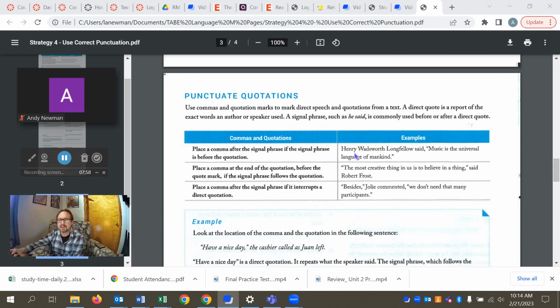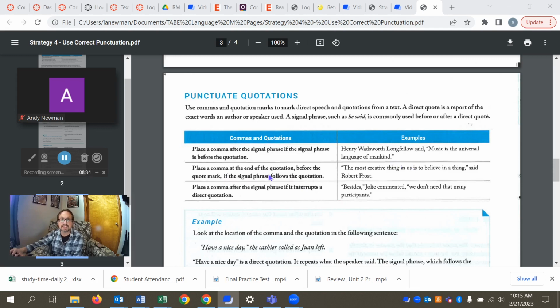All right, so here we have Henry Wadsworth Longfellow said. There's our signal phrase that appeared at the beginning. And then a comma, and then the quote itself in quotation marks. You note that the period goes in there. We retain the punctuation of the quote as it was originally written. If it were a question or an exclamation, we'd have a question mark or an exclamation point there. But do note that whatever the punctuation is, it goes inside the quote here, but certainly we have a comma at the end of the signal phrase here.